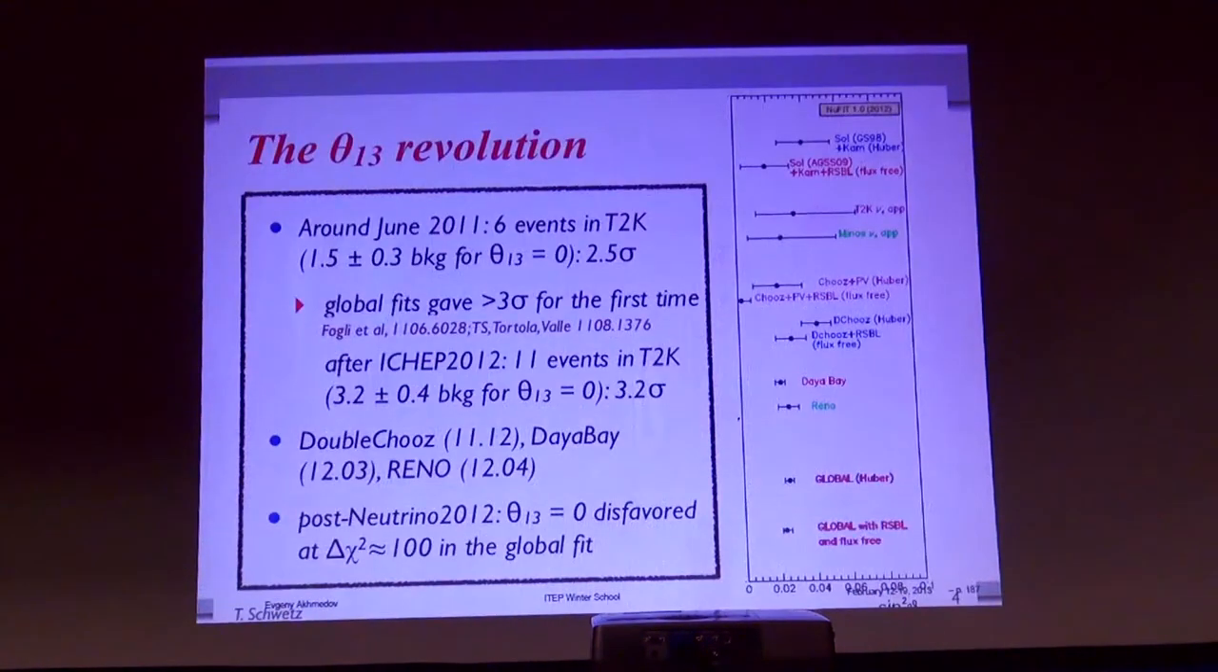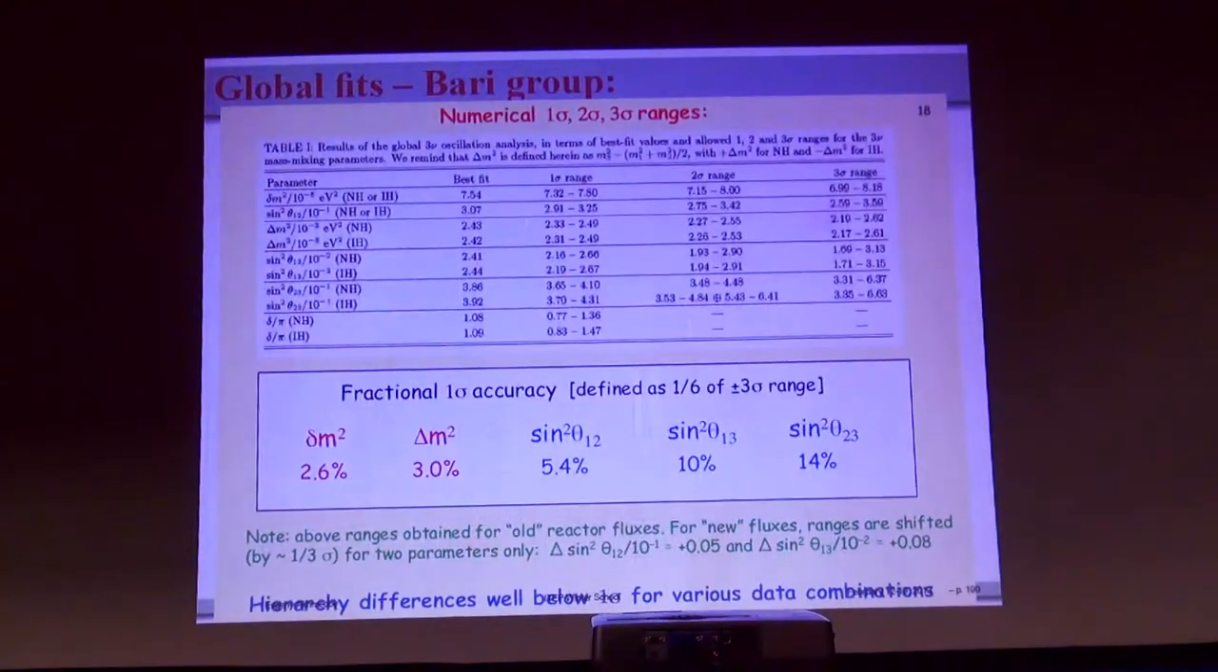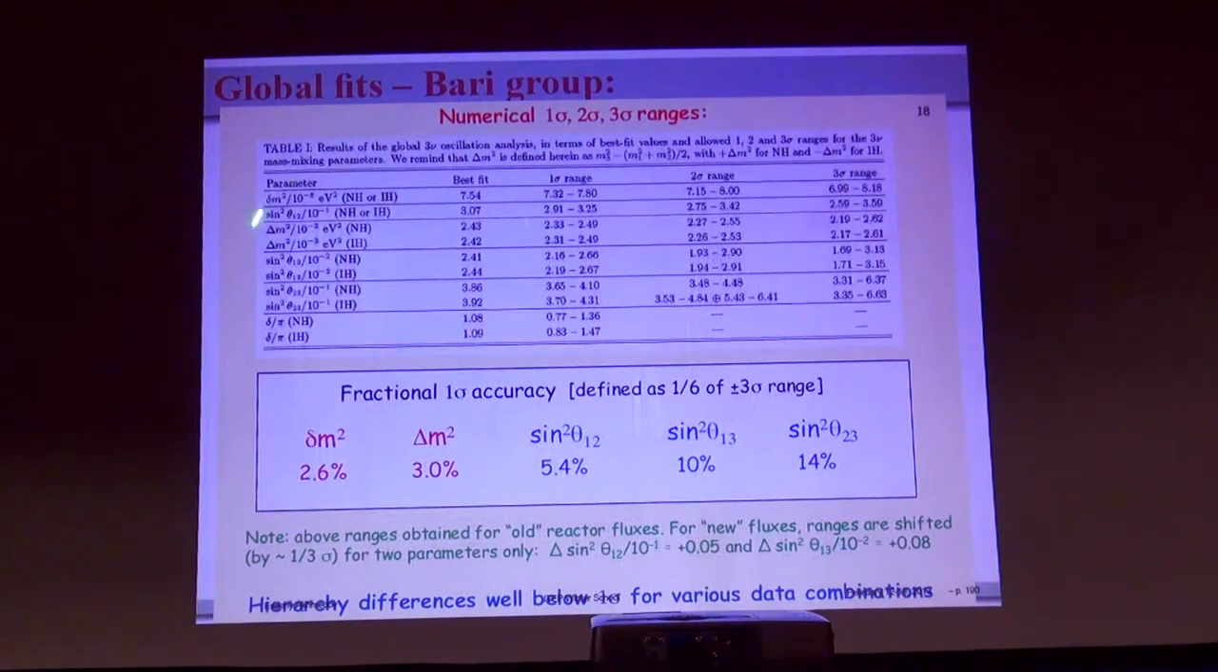Okay, let me just go and give you the summary, what we can obtain from the global fit of all the oscillation data to the three-flavor picture. And this is the summary table taken from the results of the Bari group. And you see that we know now the small delta m squared, the large delta m squared, and the mixing parameters with incredible accuracy. This is really a very high accuracy. We are now in the era of precision measurements in neutrino physics.